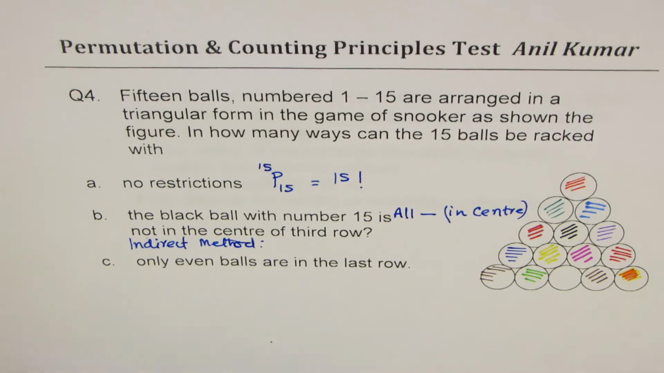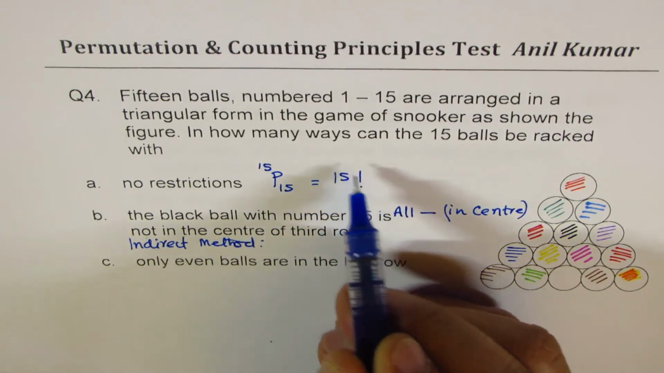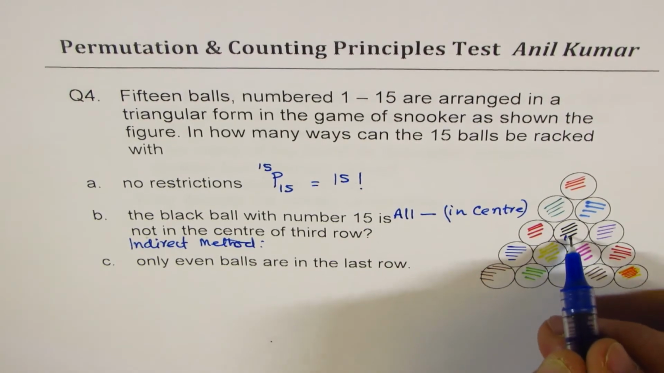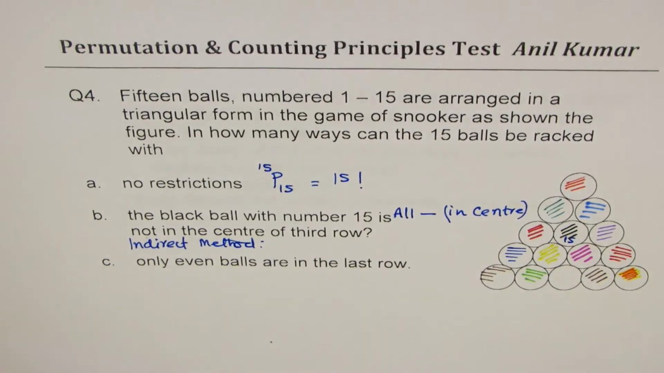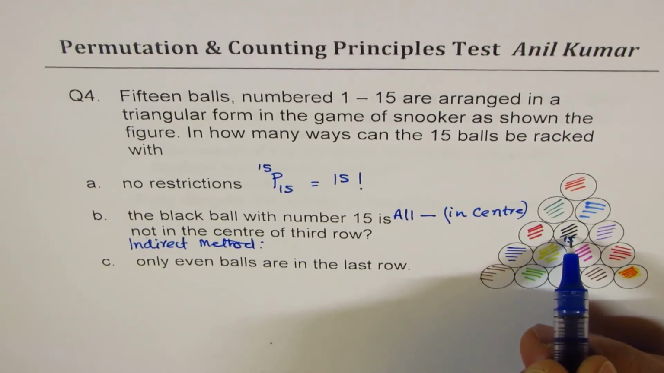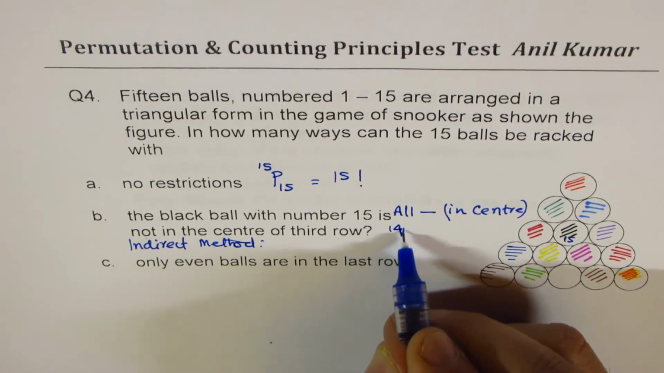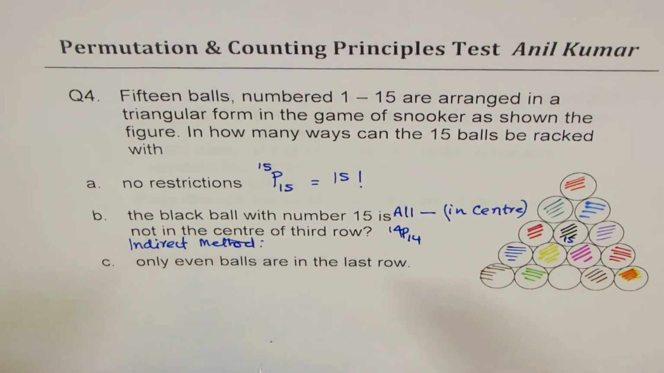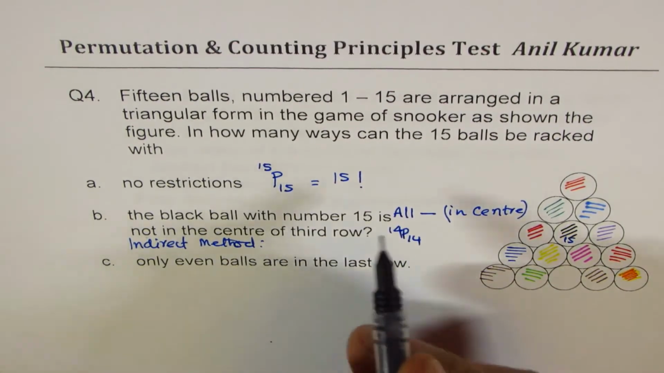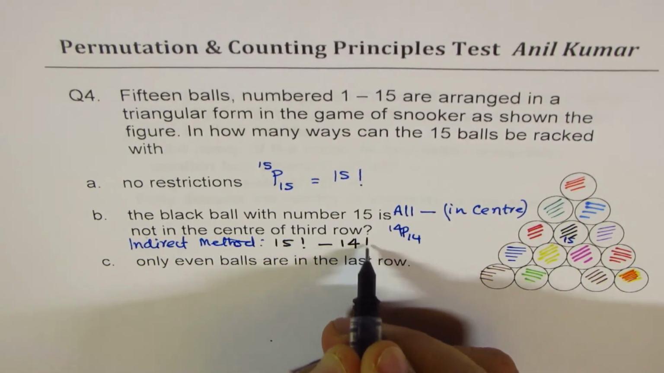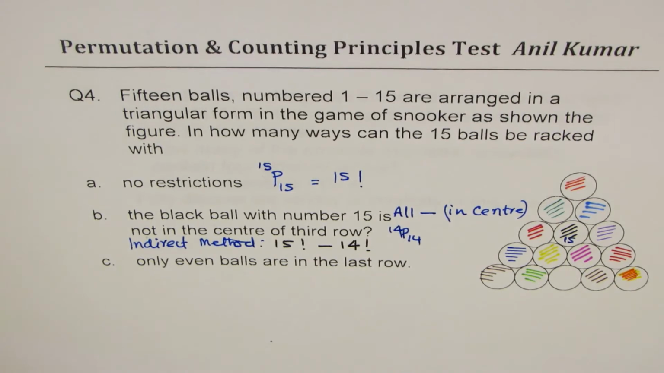So this is the A option, which is all ways without restriction. And then we make a restriction that this ball is indeed at the center. Then how many? If I fix this, then we are left with 14 balls and 14 positions. So that is 14P14. And therefore, the answer for this will be 15 factorial take away 14 factorial. Does it make sense to you?